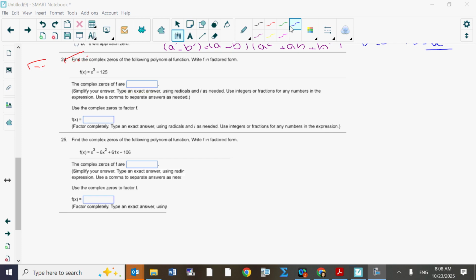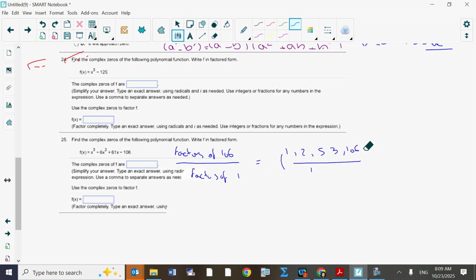Okay, now let's work on the next question. Again, we want to find the complex zeros. I cannot factor this function, so I have to use the rational zero theorem. So let me find factors of 106 and also factors of the leading coefficient, which is 1. Factors of 106 are 1, 2, 53, and 106. Factors of 1 is just 1, plus and minus. So these are the possible zeros of the function.